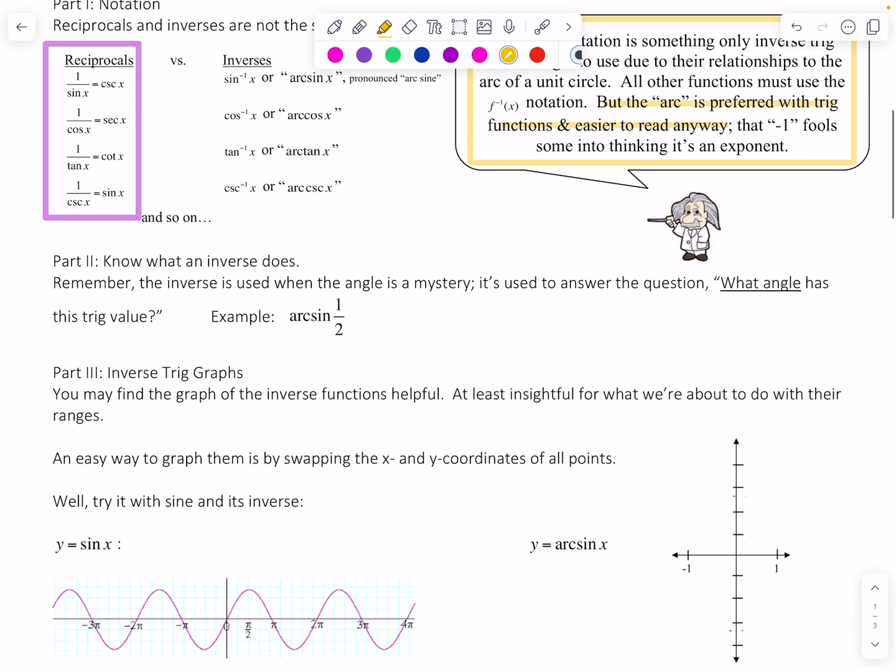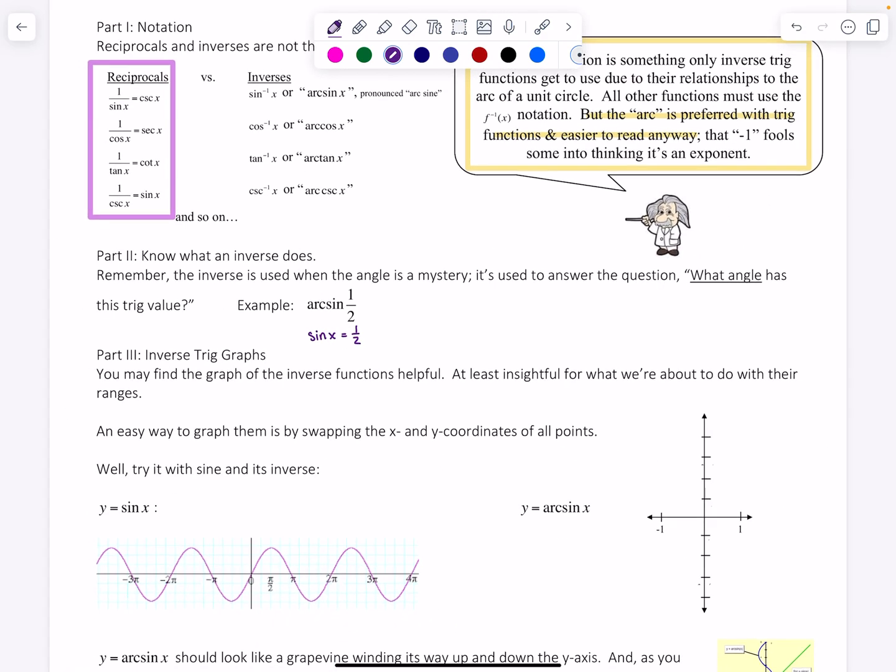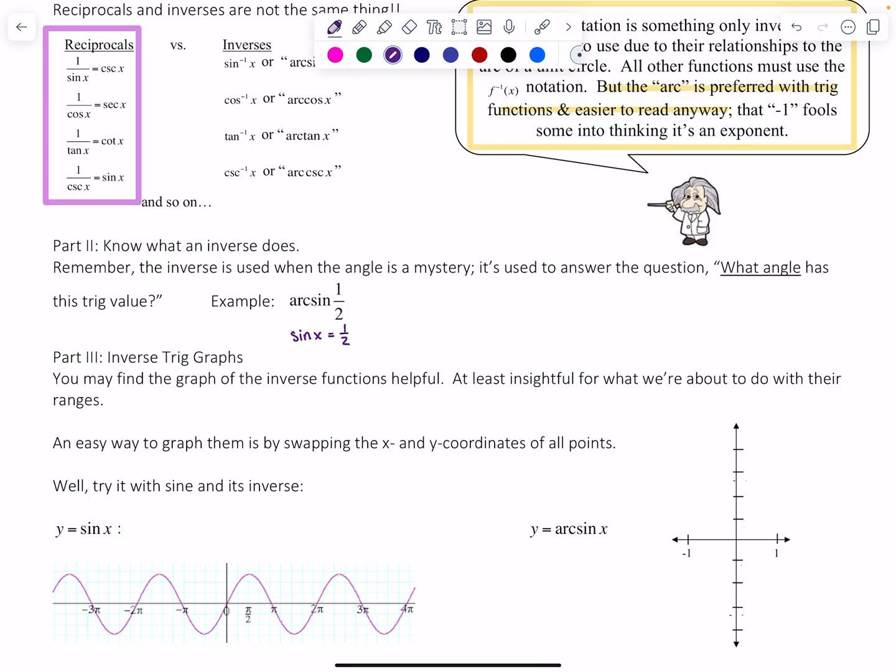Okay, so what does it mean when we're talking about our trig functions? And again, we did this with solving. We're just thinking about this now in general. So our example here is arc sine of 1/2. So this is asking, what angle has the value of 1/2? If you wanted to see that in terms of our solving, you might say something like sine of x equals 1/2. That's what it's asking there.